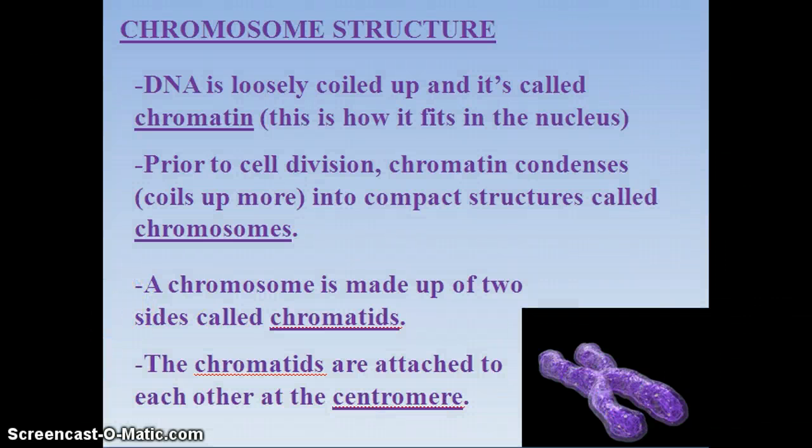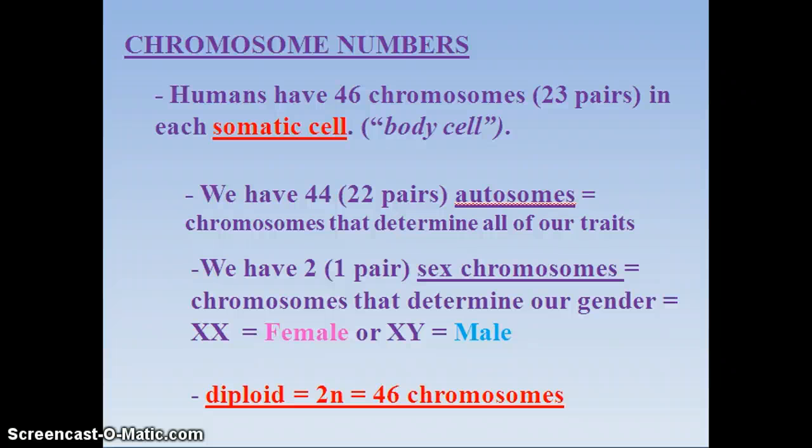When we look at the next slide, we're going to talk about chromosome numbers. Humans have 46 chromosomes, or 23 pairs. And these are what we call somatic cells. And somatic cells are also given the name body cells. We have 44, or what we call 22 pairs of autosomes. And these autosomes determine our traits like hair, eye color, height, etc.